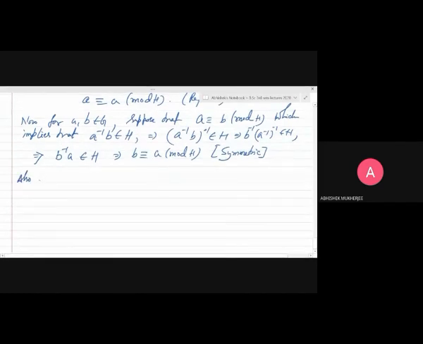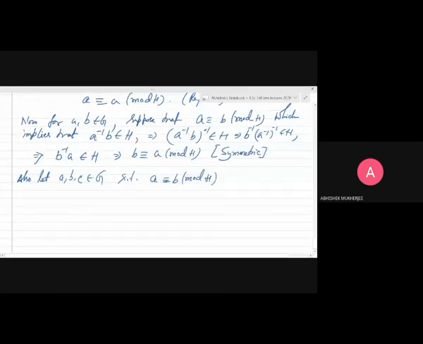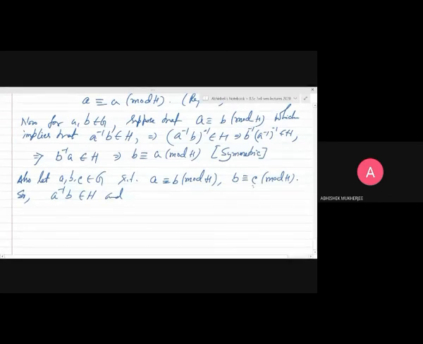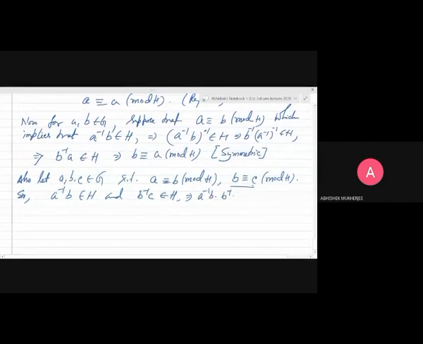Also, let a, b, c belong to G such that a is congruent to b mod H, and b is congruent to c mod H. So, since a is congruent to b mod H, a inverse b belongs to H. And since b is congruent to c mod H, b inverse c belongs to H. Since these two elements are in H and H is a subgroup of G, if you compose them, it will again be in H. So that is a inverse b dot b inverse c belongs to H.